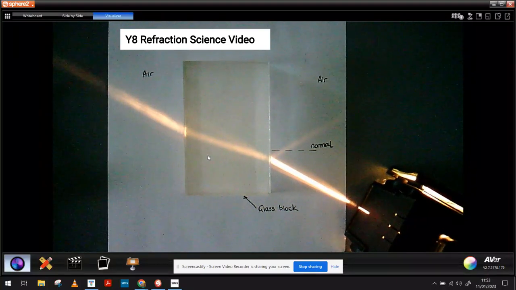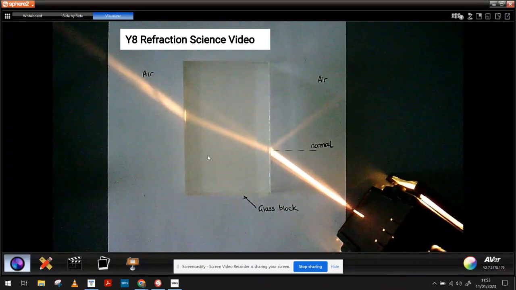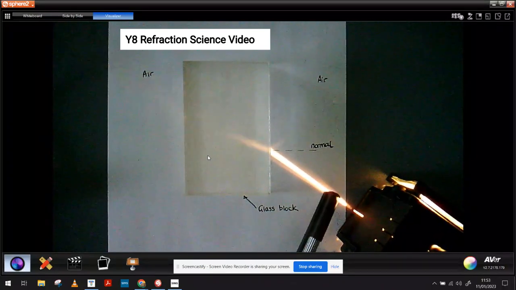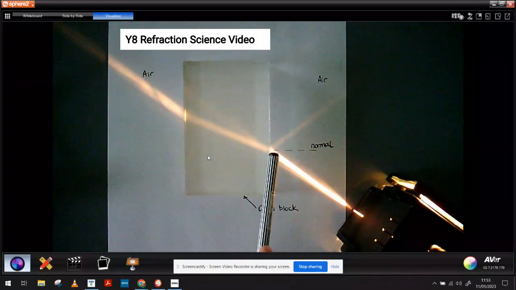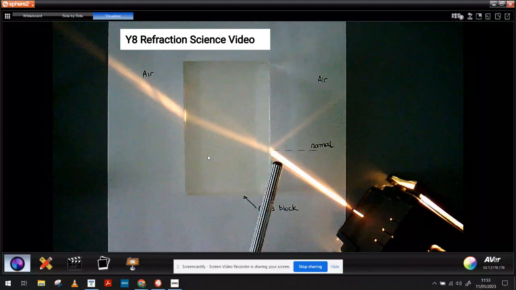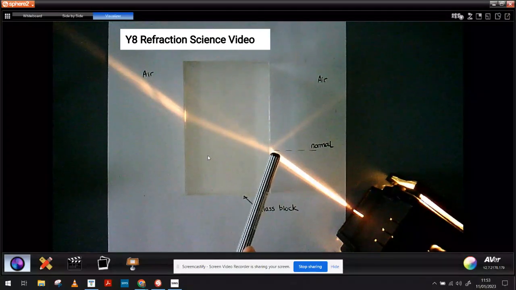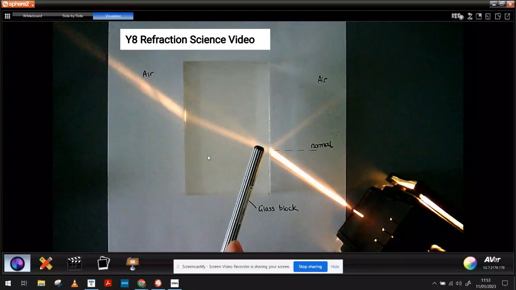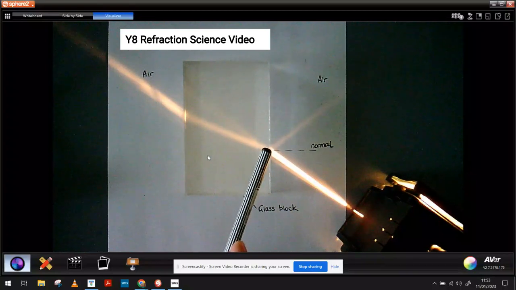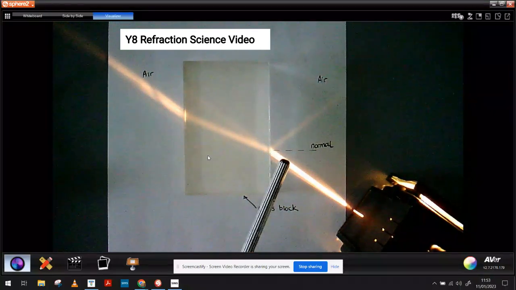I'm going to line that up with the point where the light ray hits the glass block at the normal line, to this point here. And you can hopefully see that as the light goes through the glass block, it changes direction. The light ray should continue in a straight line, but it actually bends at this point, at the interface between the glass block and the air.